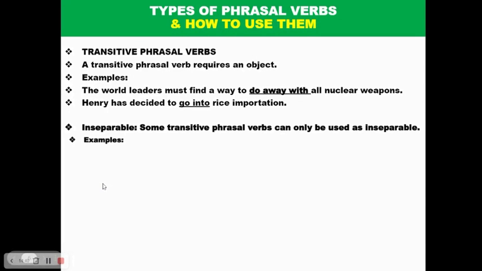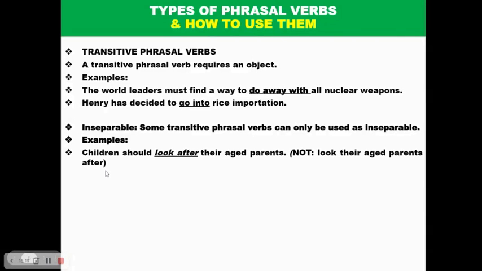Then we want to look at other aspects of how we can use transitive phrasal verbs. Some transitive phrasal verbs can be inseparable. They can be used as inseparable. What do we mean by inseparable? When we say inseparable, we mean that the words that make up the phrasal verb must be used together. You can't put an object between them.